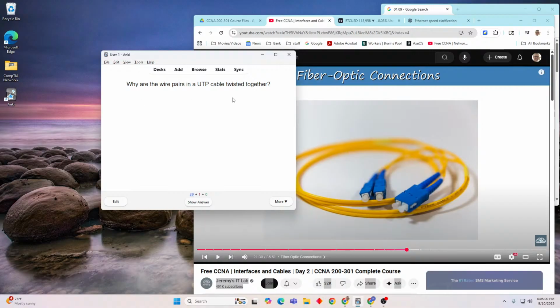What are the wire pairs in a UTP cable twisted together? 3 and 6. No, I don't know. It protects against EMI. What are the wire pairs in a UTP cable twisted together? Oh, there you go. Okay. I was like, what the heck? Cables are vulnerable to EMI. UTP. What is the speed of a fast Ethernet connection? 100 megabits.